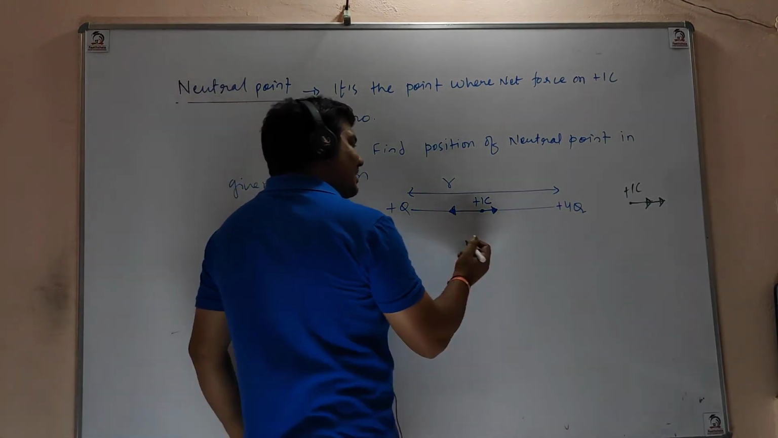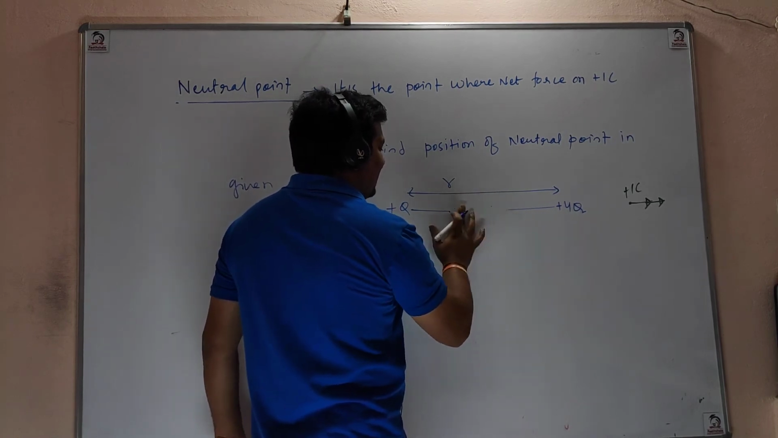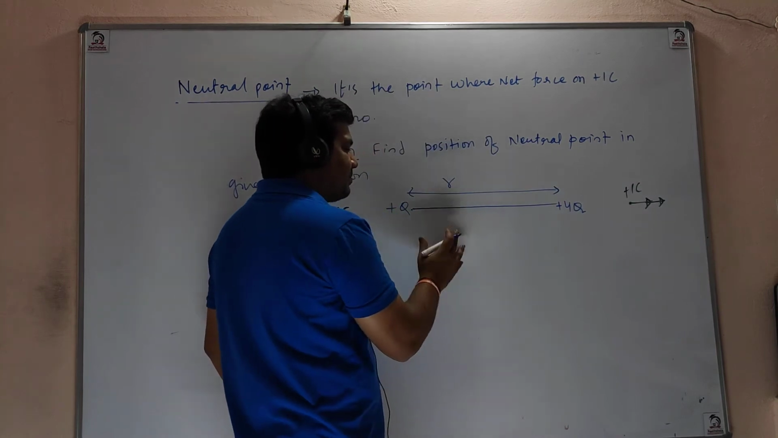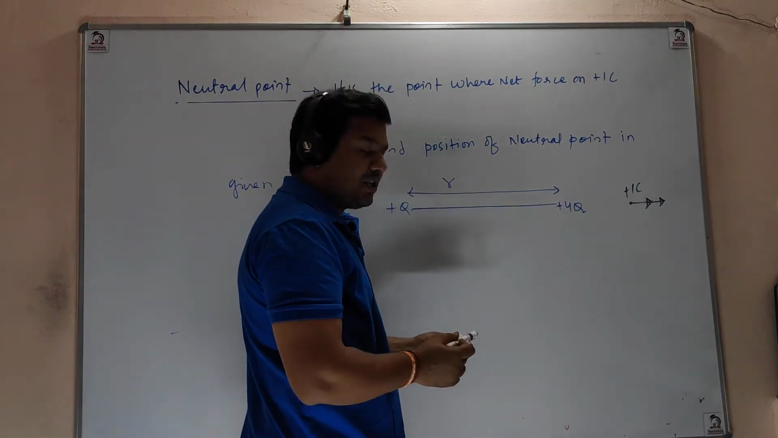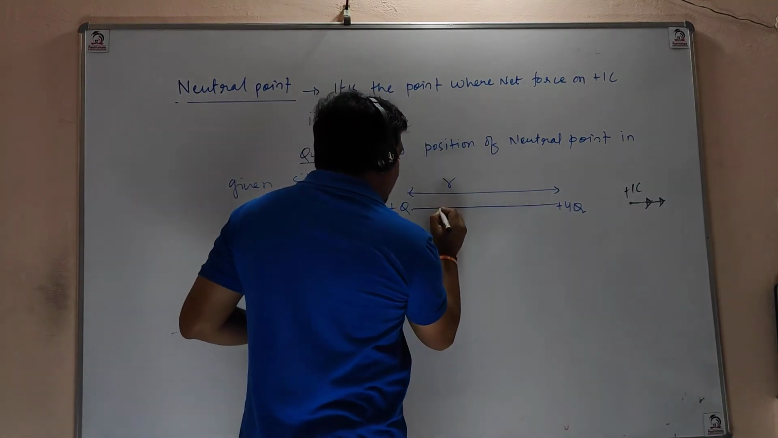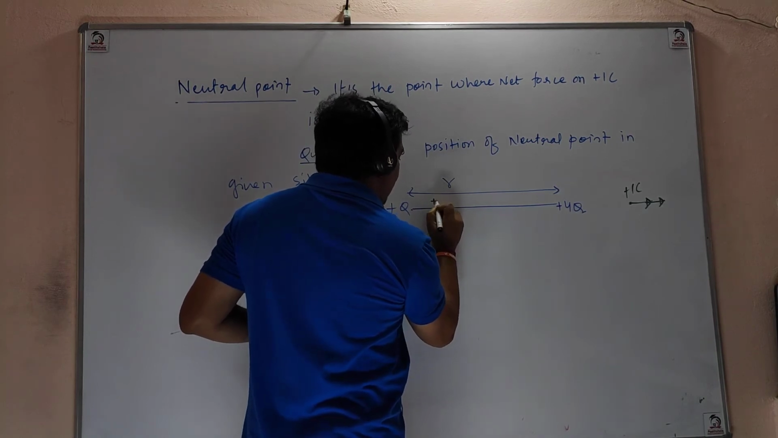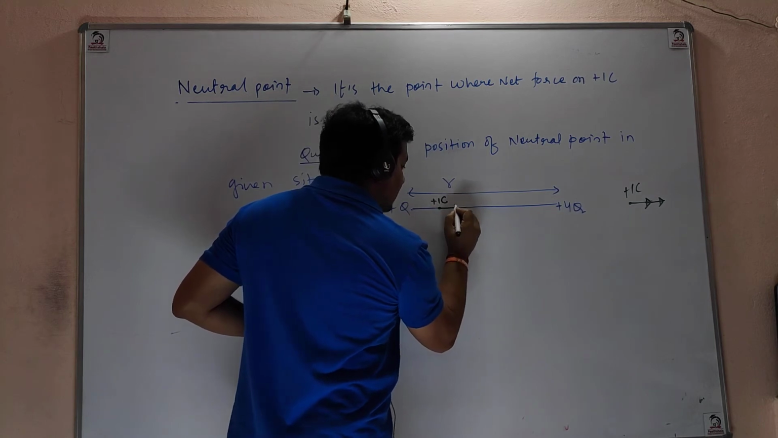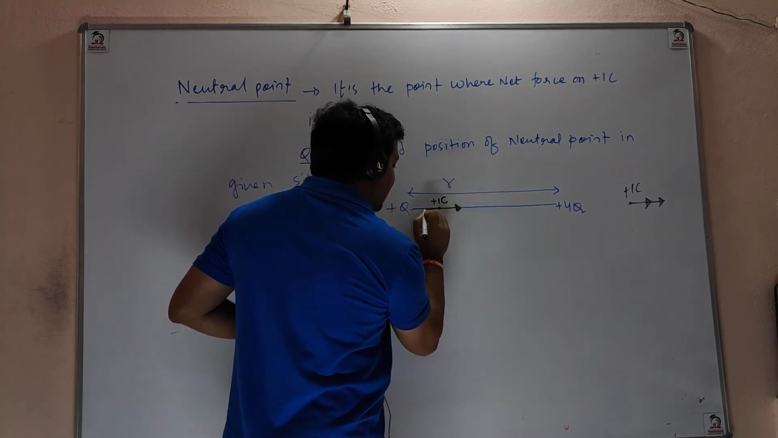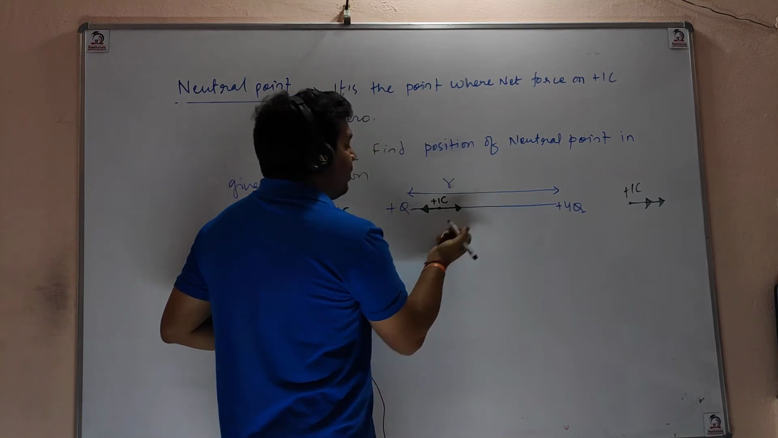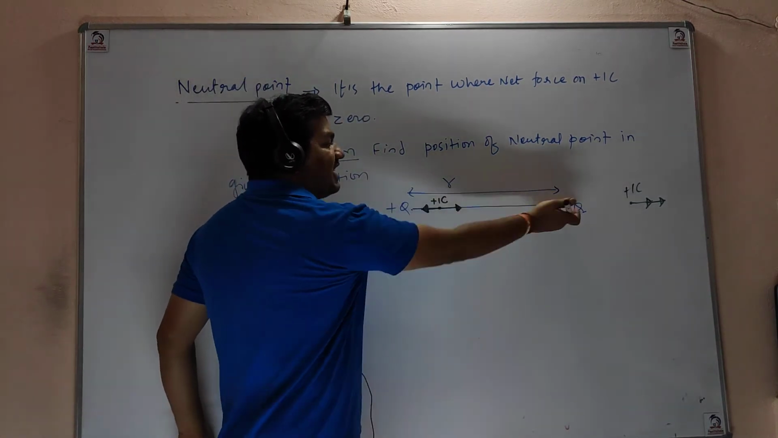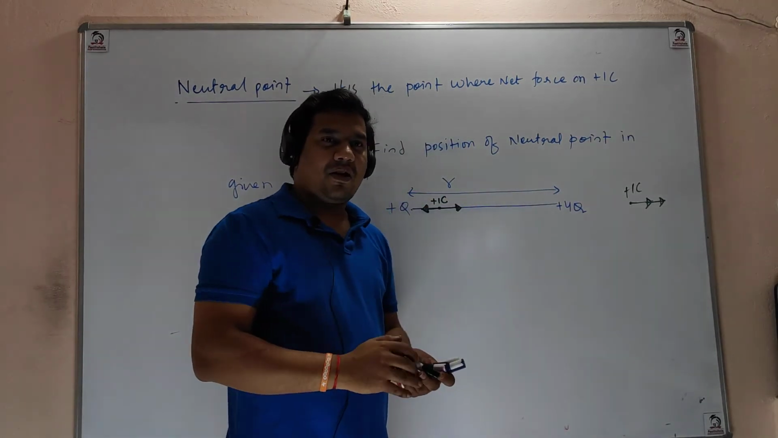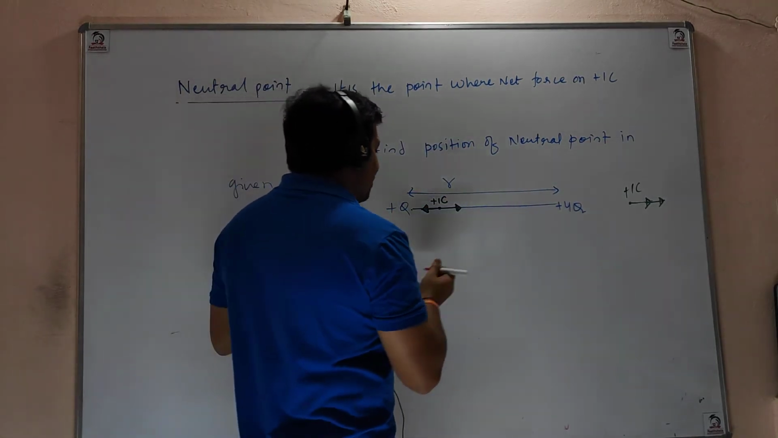If we increase distance from 4Q, the effect of force of 4Q will become smaller. Let's move close to the smaller charge. Suppose at this point net force is 0, plus Q is applying right hand side force and plus 4Q is applying left hand side force. Now forces may be equal. Why may be equal? This charge is bigger. If charge is big, distance is also big, right?